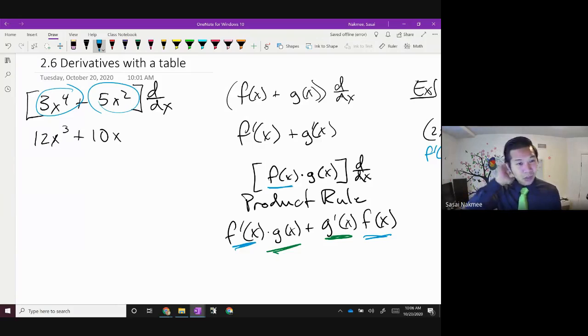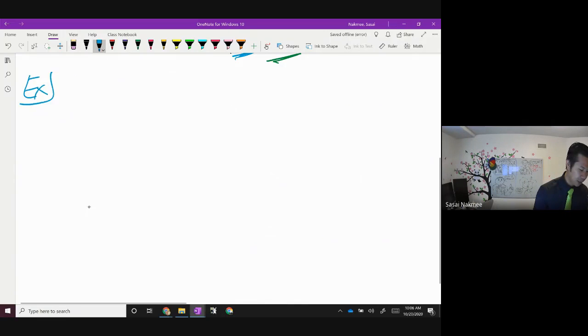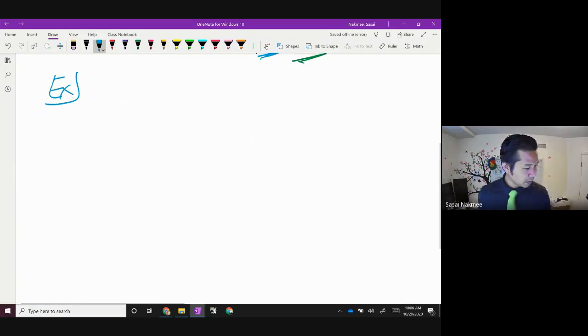Sometimes on these problems, though, when they ask you to do derivatives, they don't give you the function. They tell you about the function, and then they tell you the numbers that the function spit out. What are you saying? Let me show you. Here's an example: function derivatives with a table. Let's start it off right here. Derivatives with a table. But here's a table.